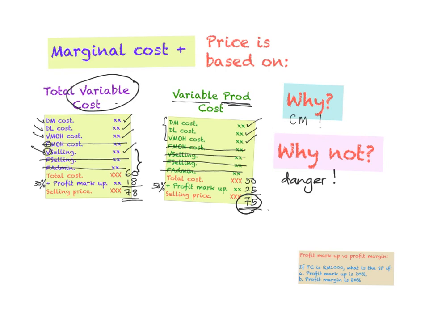That is why marginal cost plus pricing is normally used for the short term only. That is when you want to determine the selling price for the festive season, for example. You want to give an offer price to your customers, then you will use marginal cost plus pricing. But in the normal operation of a business, you are going to use full cost plus pricing.